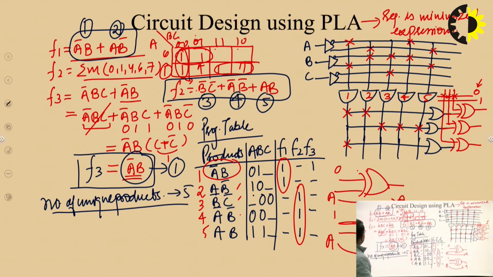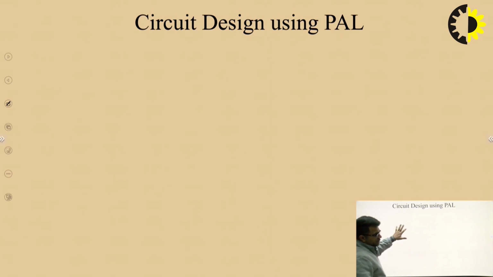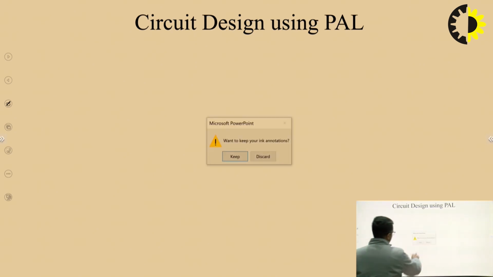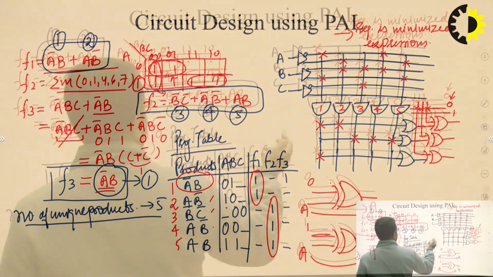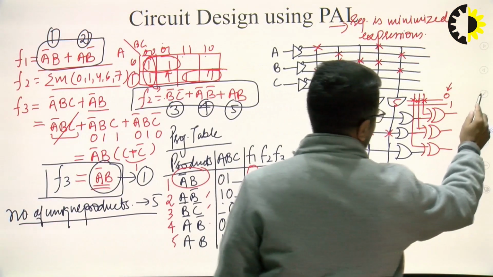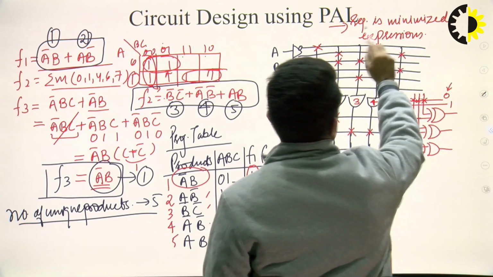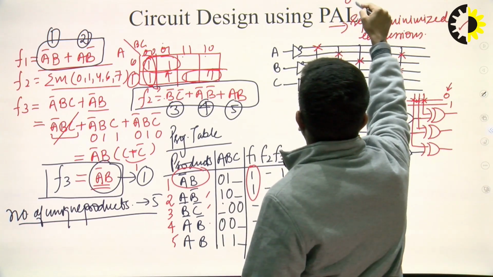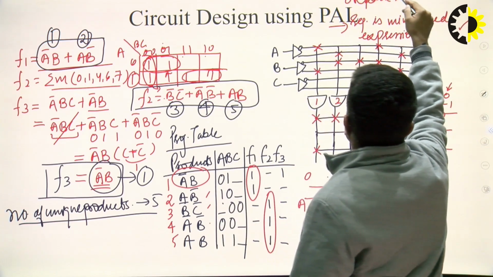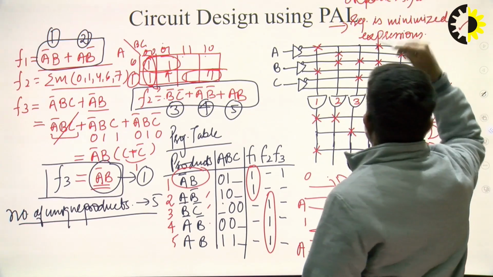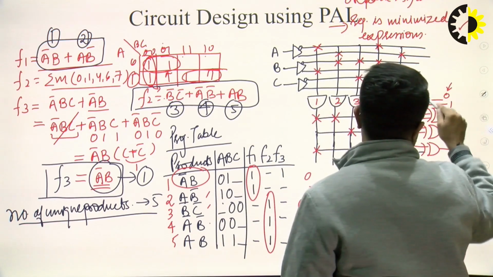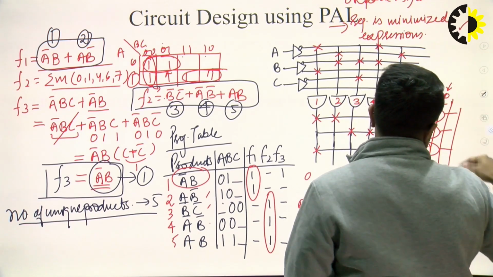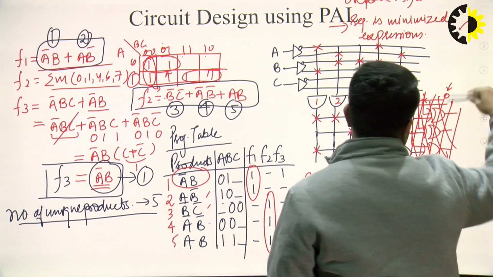Now let's proceed to the PAL part. Let's say I'm going to design the same question using PAL. So what corrections do we need to make? In PAL, the only difference is, again, the requirement is to minimize expressions. The OR part is fixed, and if the OR part is fixed, I will not require this XOR section. So this XOR part will not be there.